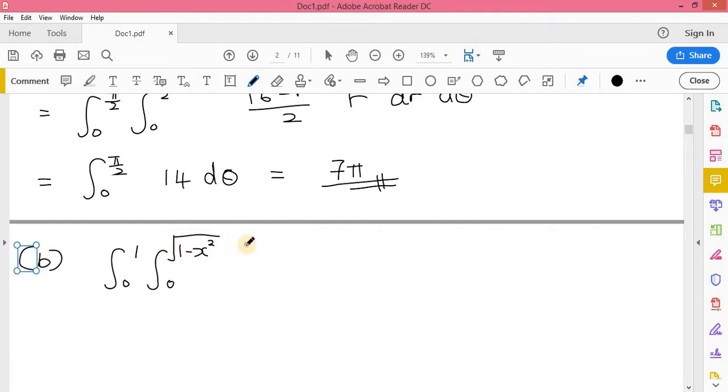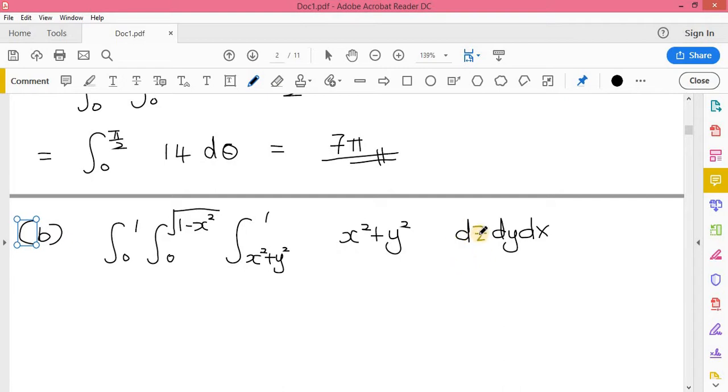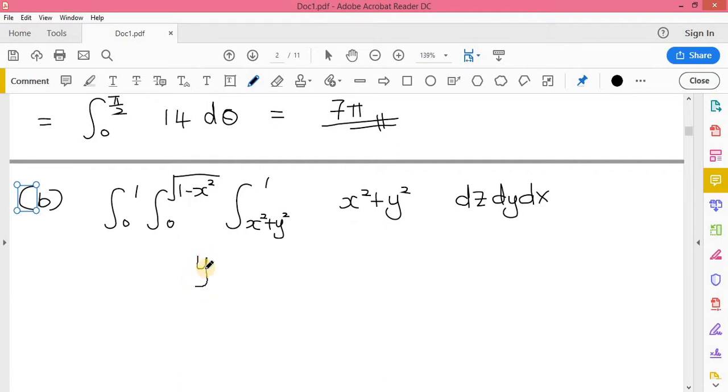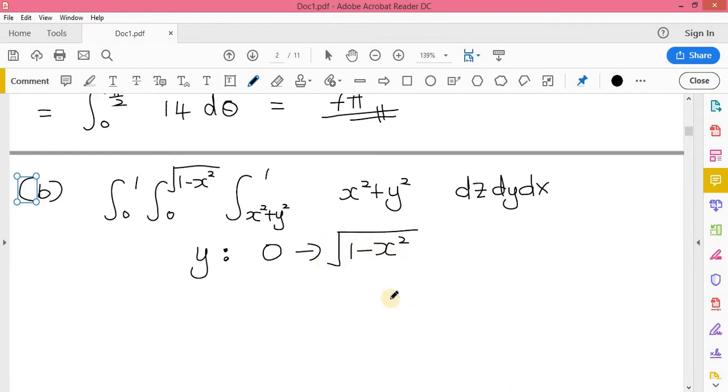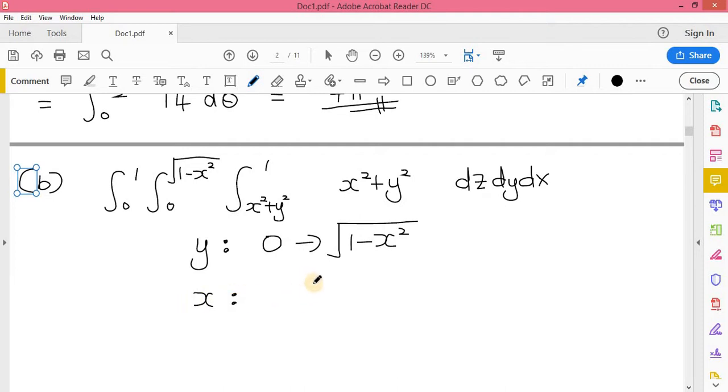We have a square root, x squared plus y squared. We have 1 here, so here also x squared plus y squared, dz, dy, dx. Okay, since we are not going to do anything for the z interval, I will not write it. So for the y interval, it will be from 0 up to 1 minus x squared. And for the x, it will be from 0 up to 1.